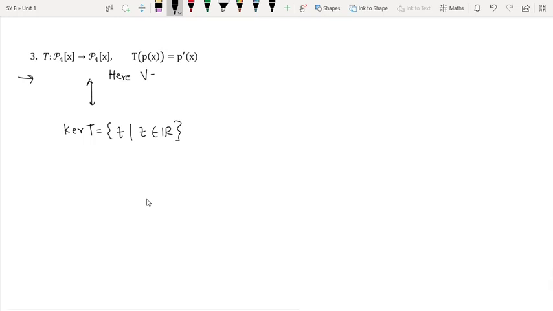Here V and W both are P4 of X. So what is the dimension of P4 of X? It is 5. Okay. Now see, again this is containing only one term. So obviously our S is going to contain only one vector. If it contains two terms, then our S contains two vectors, and so on. So this is equal to the linear span of S, where S is equal to.